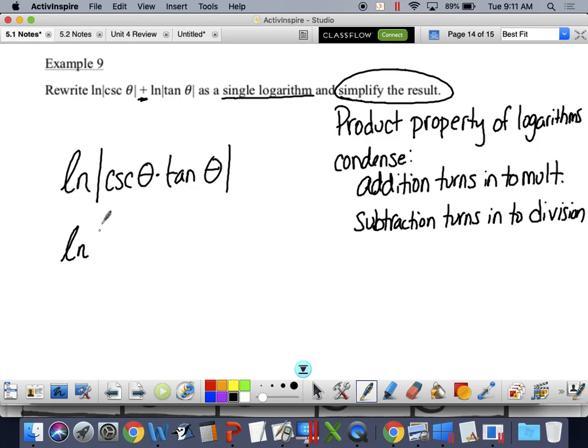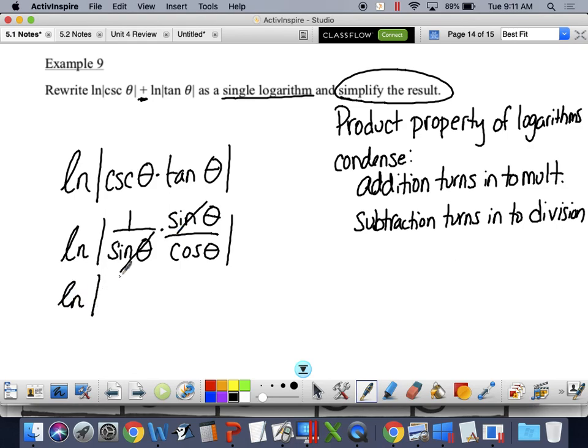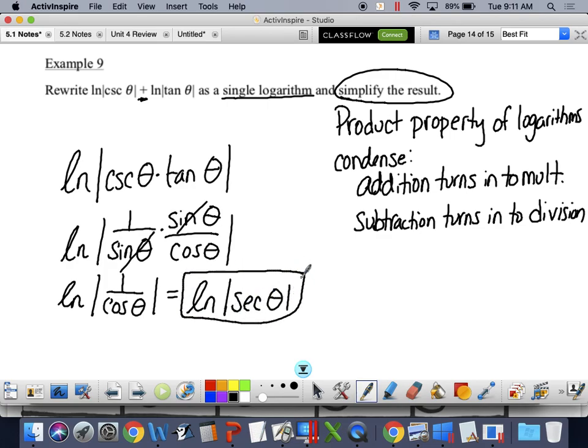So I get the natural log of 1 over sine theta times, remember tangent is sine divided by cosine. Oh, look at that. My sines canceled right out. I get the natural log of 1 over cosine theta, which is equal to the natural log of secant theta, the absolute value of secant. We can't take a natural log of a negative number, so we need those absolute value bars around it. So there you have it. We have written that as one particular logarithm.